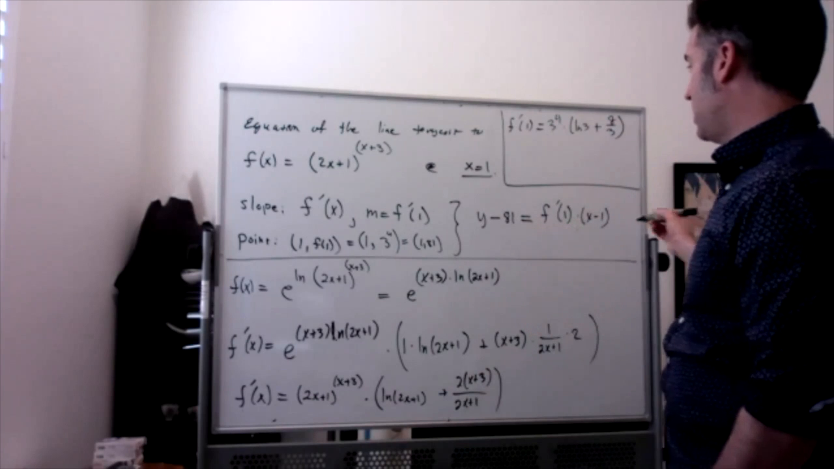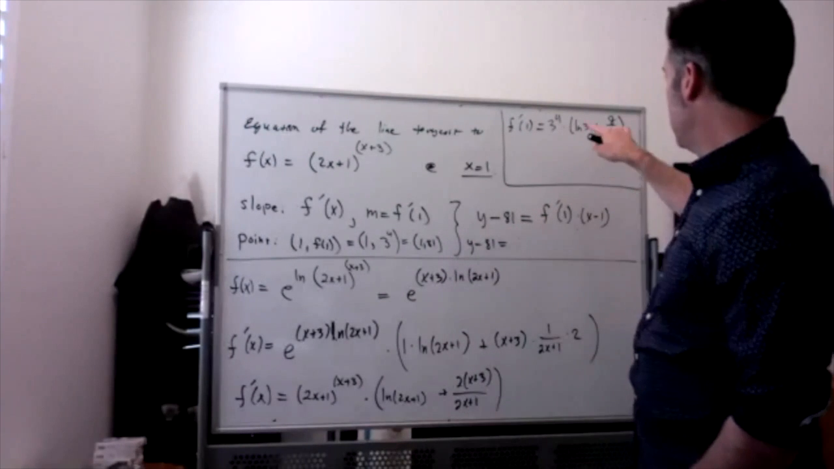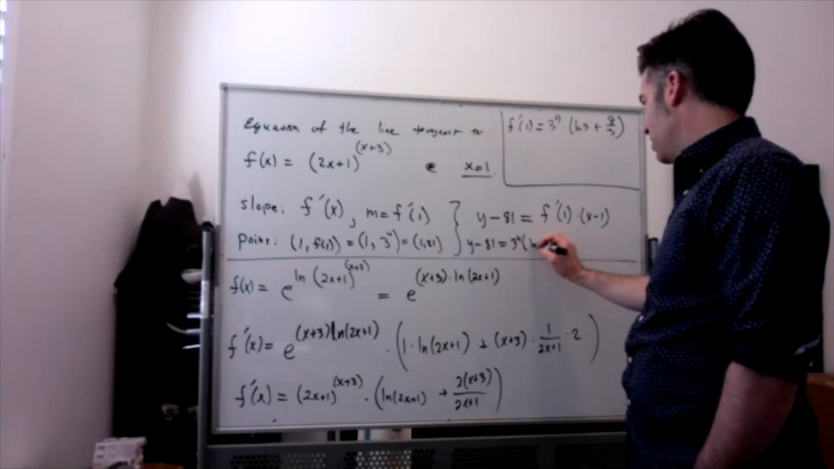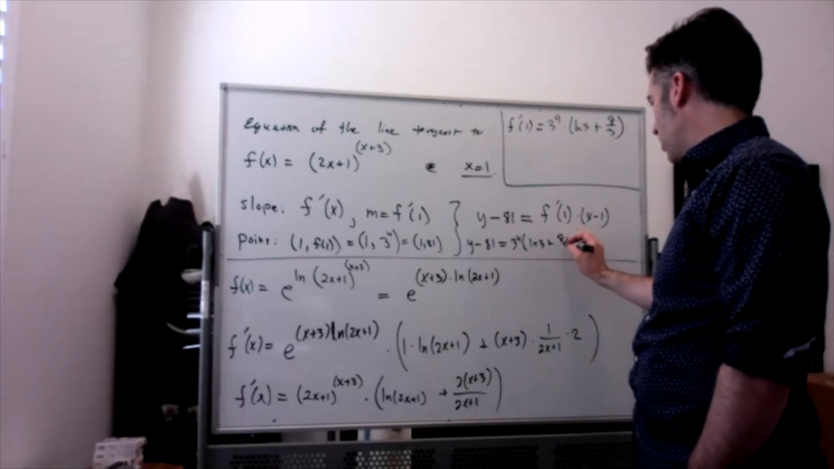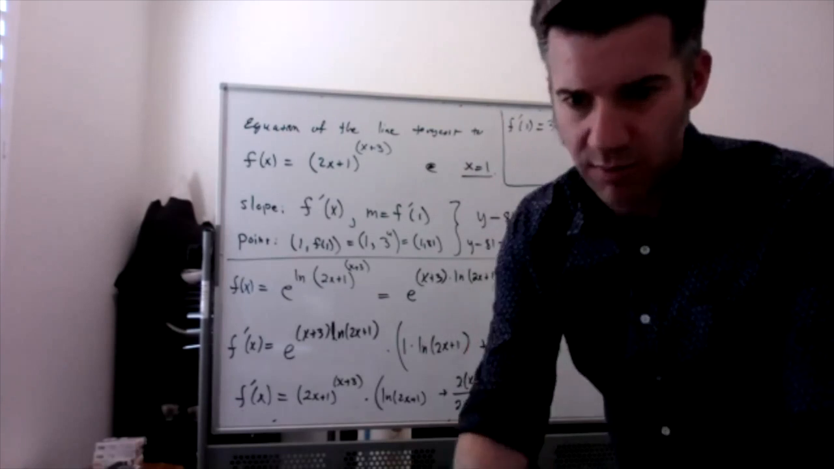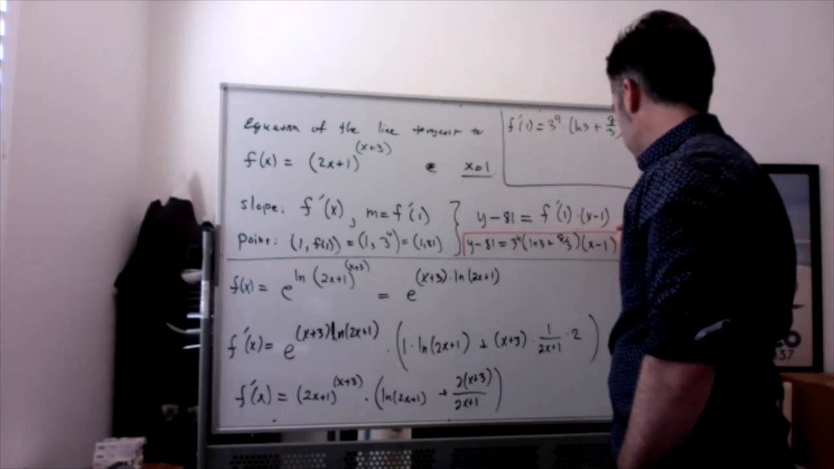So then the equation of my tangent line would be y minus 81 equals this garbage, 3 to the 4th times the natural log of 3 plus 8/3, times x minus 1. And you could massage that a little bit, and you could isolate y if you really want to.